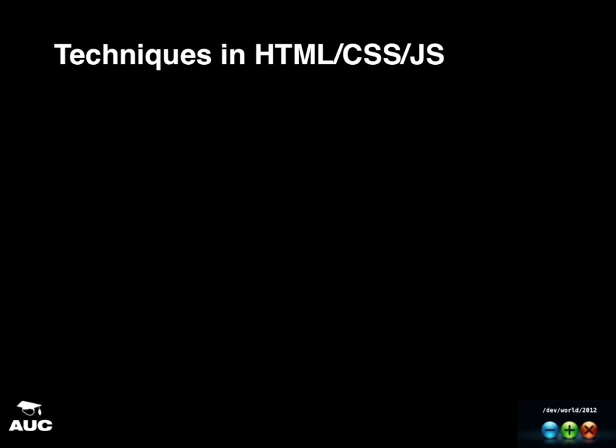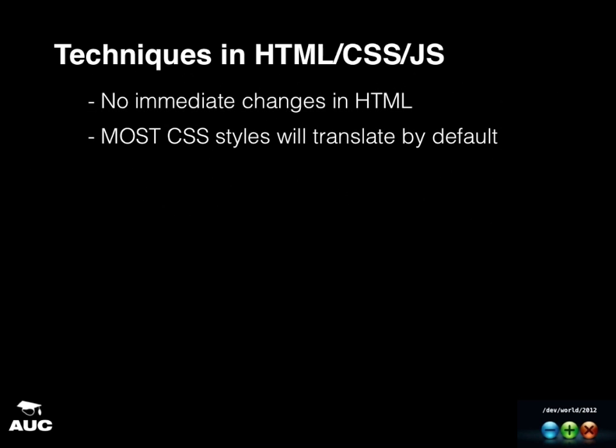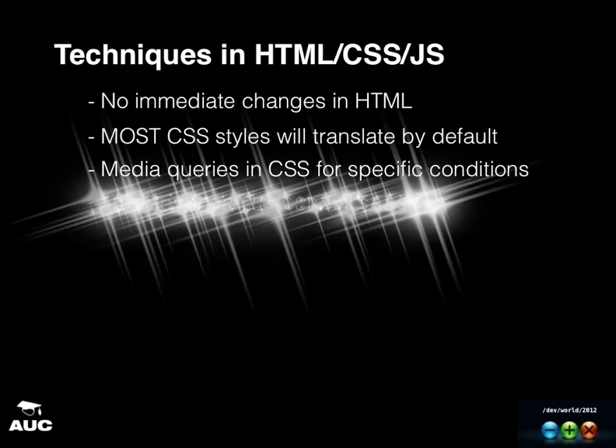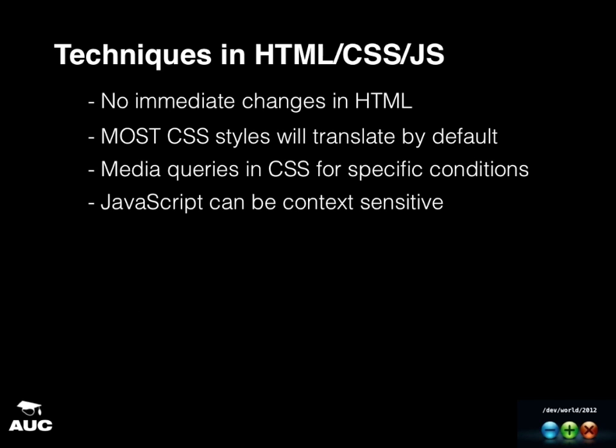Right. So let me just sum up on that. There's no immediate changes in HTML, which is really nice, although there is that little knowledge that 1 pixel is 1 point, so no need to change that at all. Most CSS will translate by default, but there are a few styles, and you'll probably just discover them on your way, which do not directly translate to Retina devices, so which ones you will have to add specific conditions for. In which case you can use media queries, which is really nice. It's a really efficient way of doing it. You can make JavaScript context sensitive by registering for events.